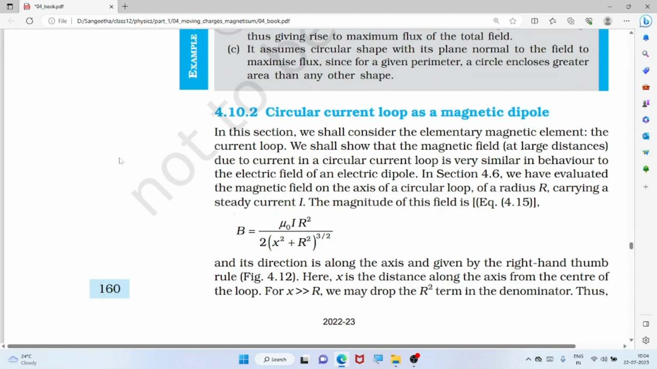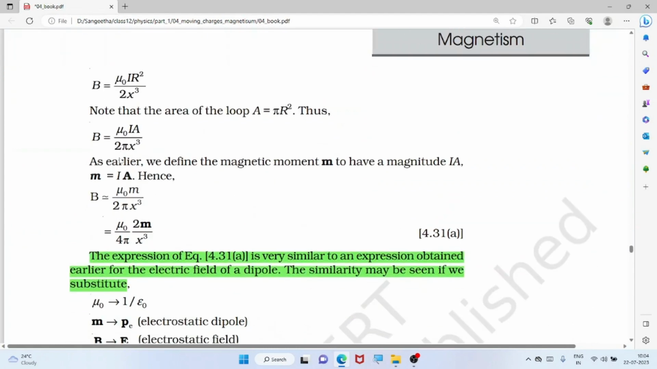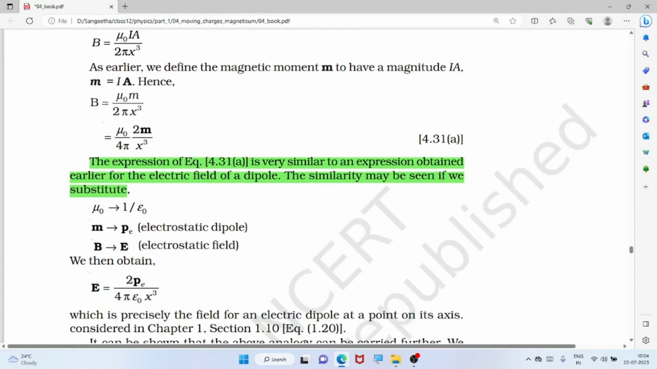Circular current loop as a magnetic dipole. So a current carrying loop will act like a magnetic dipole. This above expression for the magnetic field is very similar to the expression obtained for the electric dipole. The similarity may be seen if you compare them. This is the comparison, electrostatic dipole, similar to the expression obtained earlier for the electric dipole.